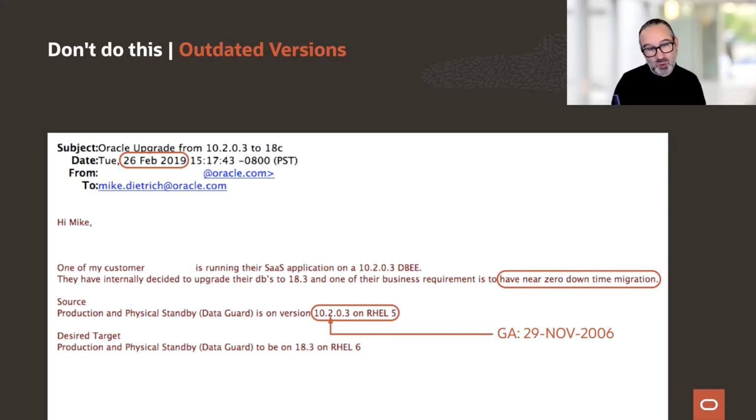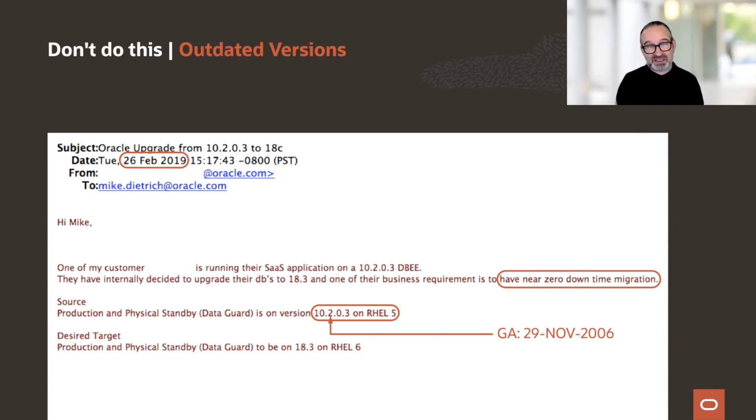But this is not what I wanted to show you here. I want to show you here that we have production, we have physical standby, everything on 10.2.0.3, Red Hat 5. So this is completely outdated, no security fixes for ages. And just so you are aware, the general availability of 10.2.0.3, that patch set, was on 29th of November 2006. That was before Steve Jobs introduced the iPhone.